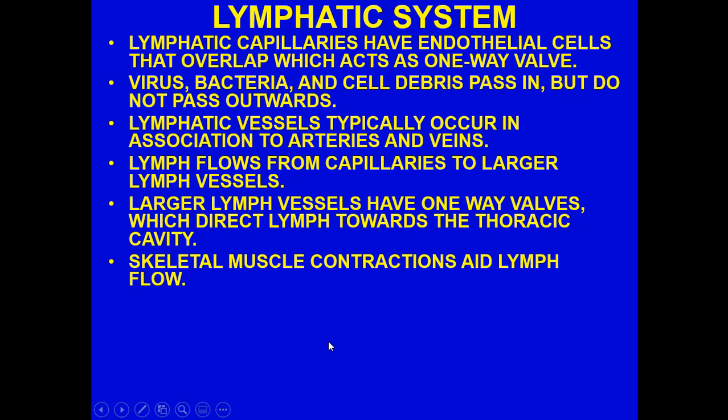Lymphatic capillaries have endothelial cells that overlap, which acts as a one-way valve. Virus, bacteria, and cell debris will pass into the capillaries, but it will not pass outwards. And this is partly due to these one-way flaps and the overlapping of the endothelial cells, as I'll show you in a few minutes. The lymphatic vessels typically occur in association with arteries and veins.